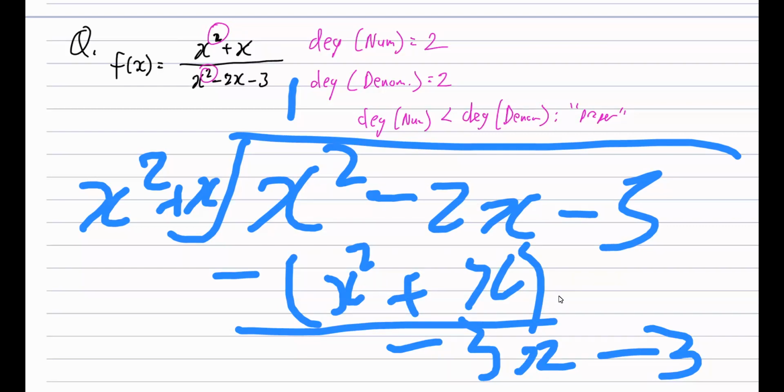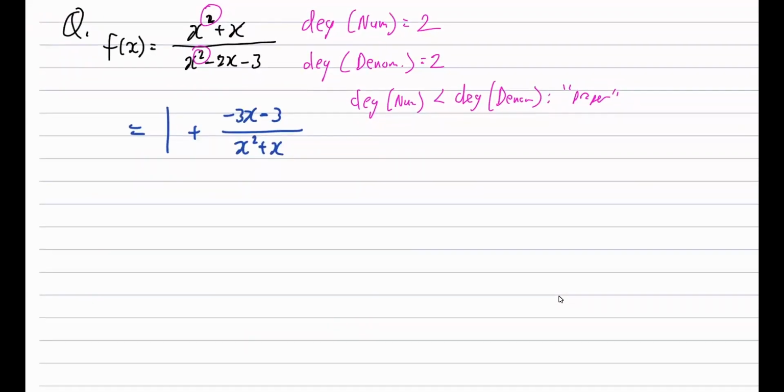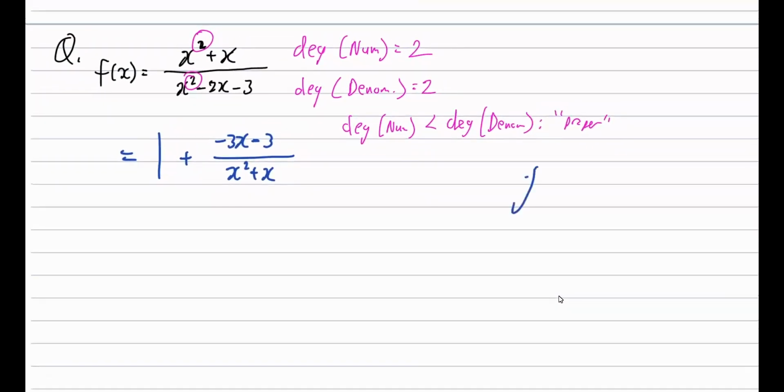Okay, then that's it. So therefore you get 1 minus 3x minus 3 as your quotient divided by the x squared plus x. Okay, just write it down. x squared plus x divided by the x squared minus.